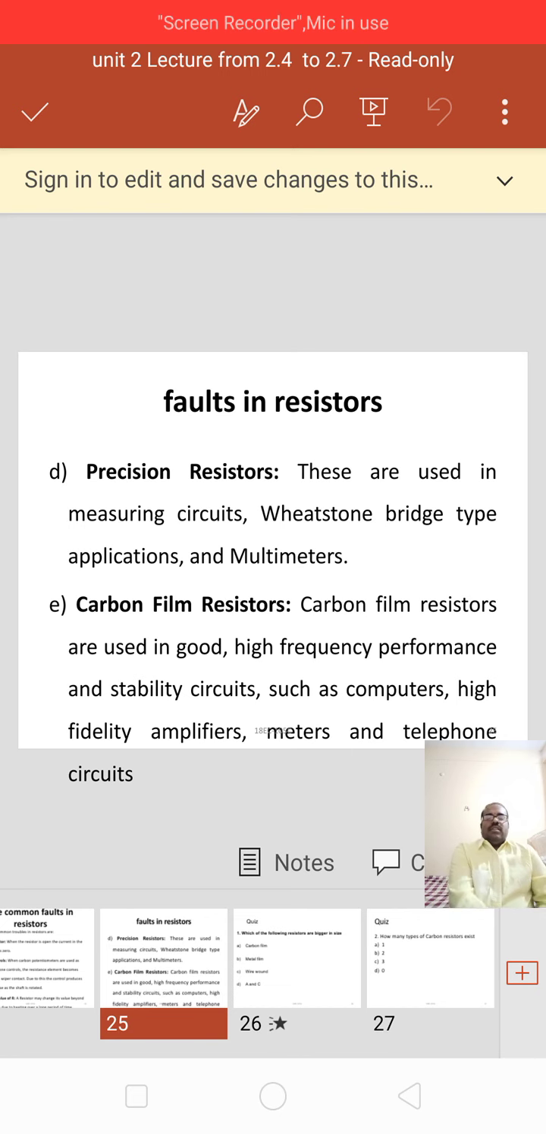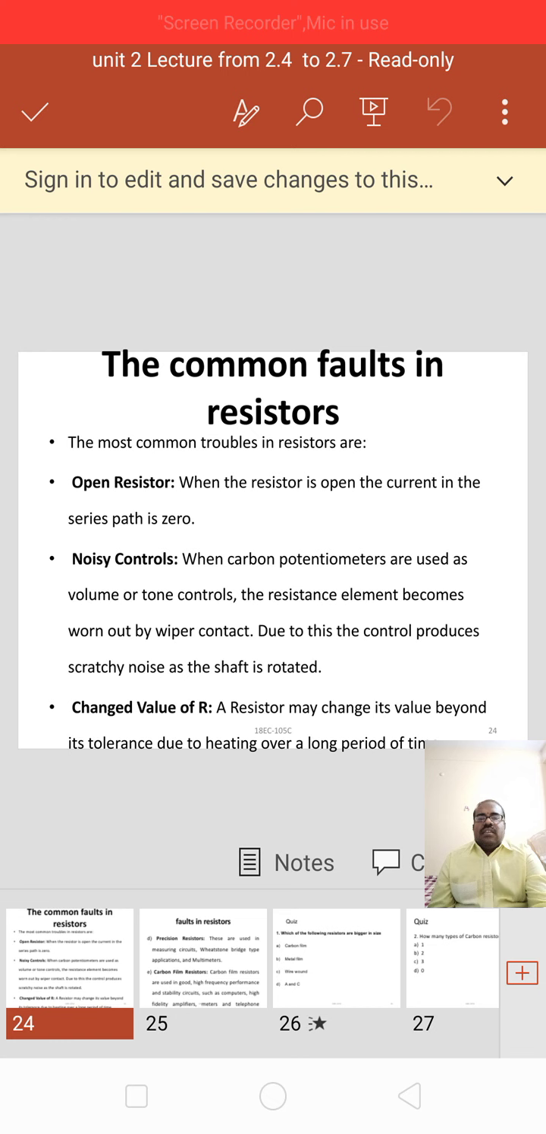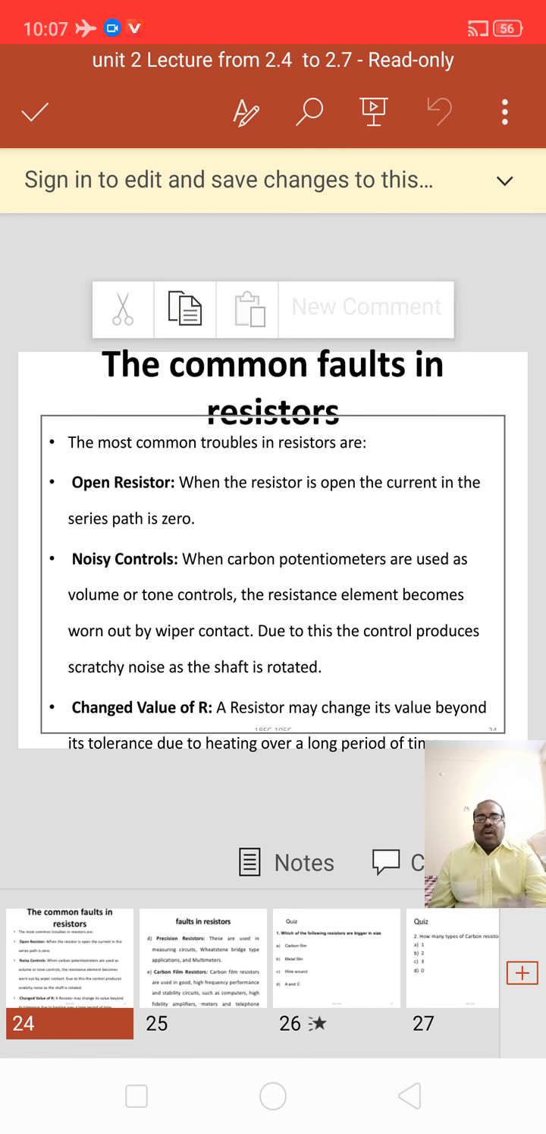Next, precision resistors. These are used in measuring circuits. The above are the three faults in resistors: first one, open resistor; noisy control; change in value of R.